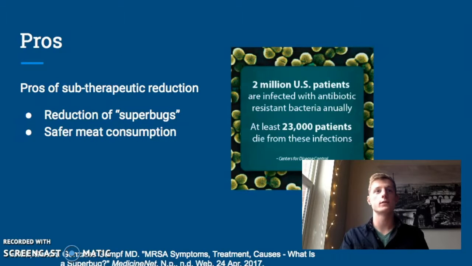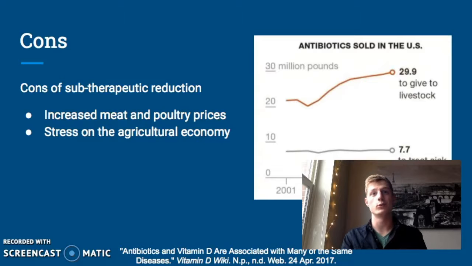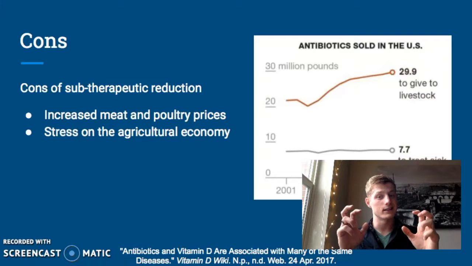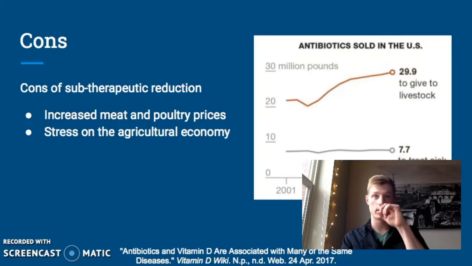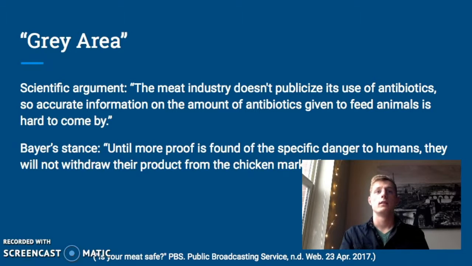Put simply, the pros of removing subtherapeutic antibiotics, or antibiotics used to increase yield rather than treat illness, include a possible reduction in treatment-resistant bacterial infections, a decreased necessity for antibiotics to treat infections, and possibly safer meat for consumption. Cons include increased prices in meat, stress on the meat industry, and allegedly less safety regarding the consumption of meat and poultry. As stated previously, the most difficult problem surrounding this debate is misinformation.